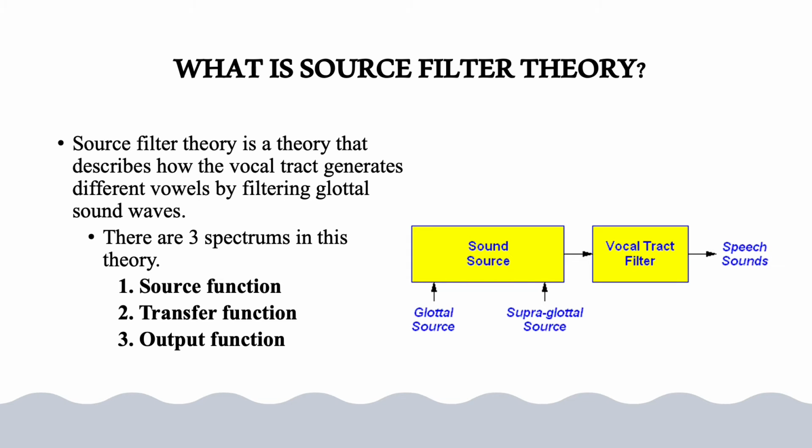What is source filter theory? Source filter theory helps describe how vowels are produced and how they sound different due to the vocal tract filtering glottal sound waves. This theory consists of 3 spectrums. The source function helps one determine that the glottis is a starting source for all sound. The transfer function is the vocal tract transferring the sound source to the output function. And the output function represents the sound leaving our lips.